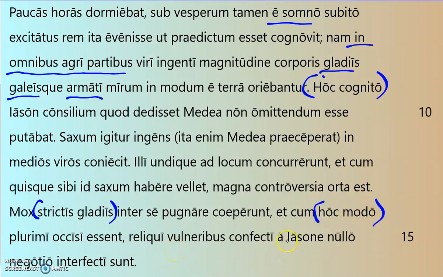And then ablative of personal agent, by Jason. They were killed by Jason. And then here, ablative of manner. How were they killed by Jason? With no effort, with zero effort. So anyway, there's a wrap-up of some of the ablatives in our current readings. I hope that helps.